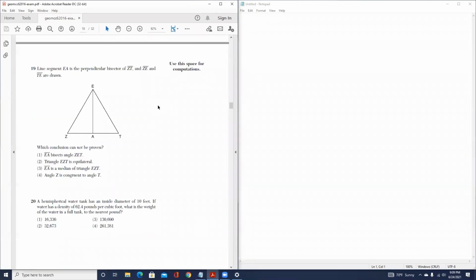Let's move on once again to question 19. Line segment EA is the perpendicular bisector of segment ZT, and segments ZE and TE are drawn. Which conclusion cannot be proven? So let's consider what a perpendicular bisector represents. Because it's a bisector of ZT, we know that ZA is congruent to TA. We also know that these are right angles.